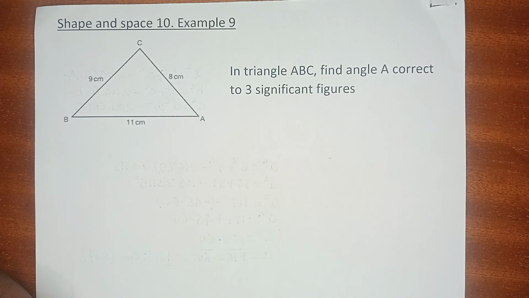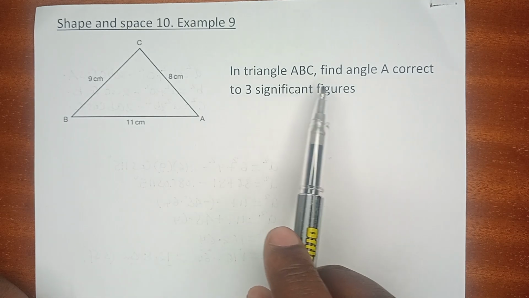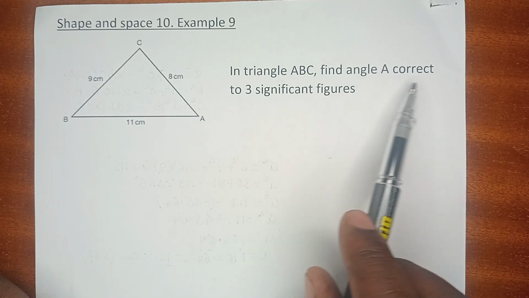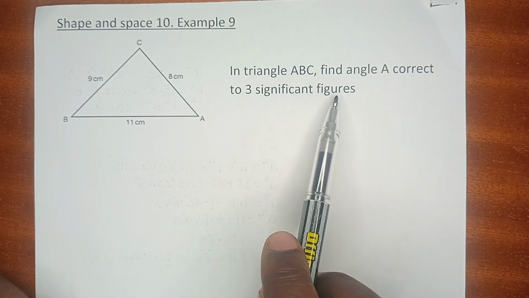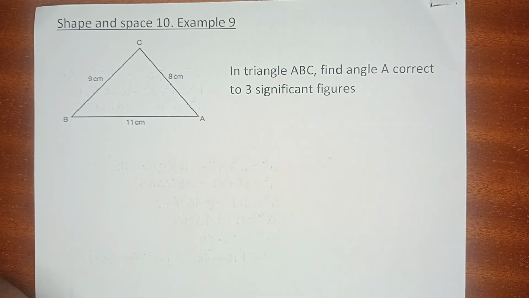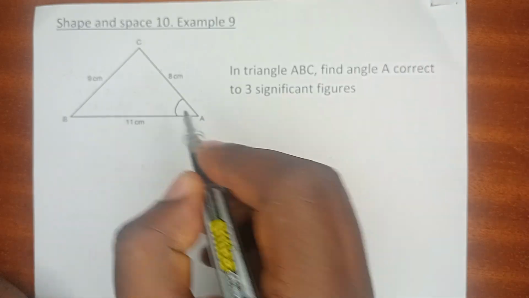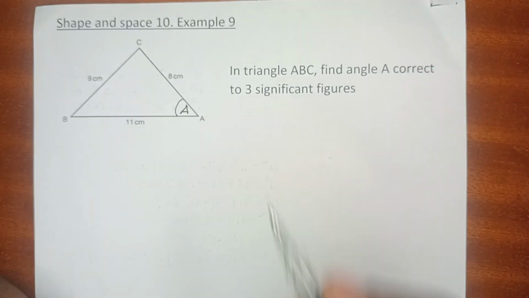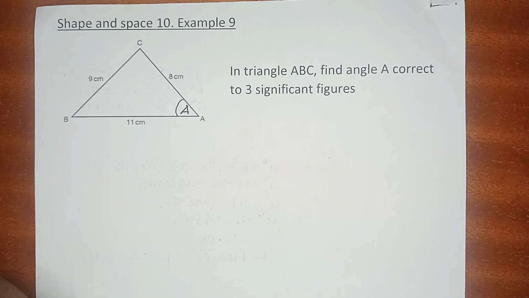In this video we continue to apply the cosine rule together with the sine rule. In example 9 of shape and space 10, we are told that in triangle ABC, find angle A correct to 3 significant figures. This is the angle A.